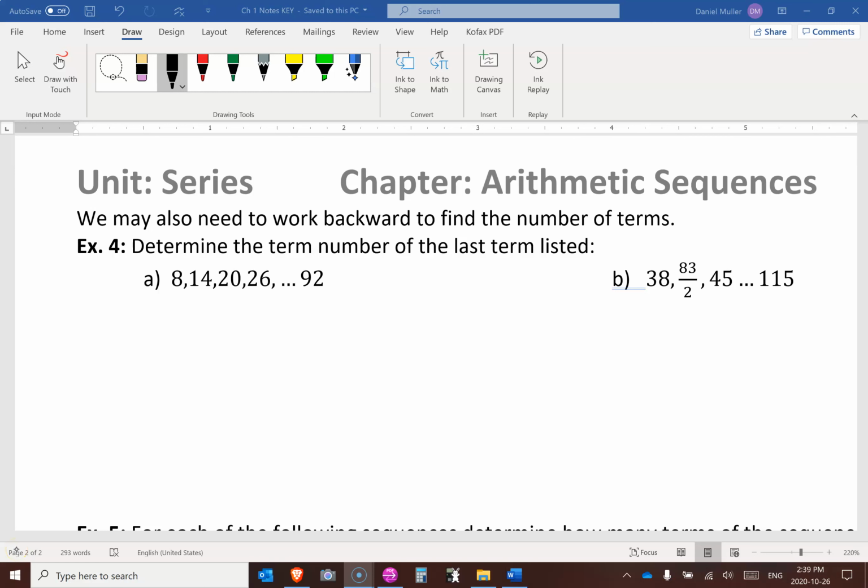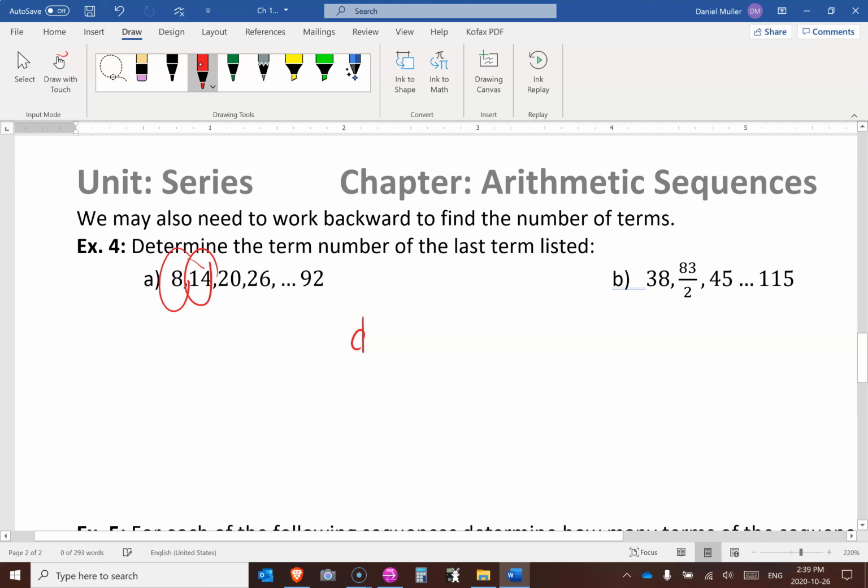Okay, so far we've found a few things. We've solved for D. What is the common difference? In this case, you can find the common difference by going 14 minus 8 or 20 minus 14, one number minus the other. So that's how you find D.